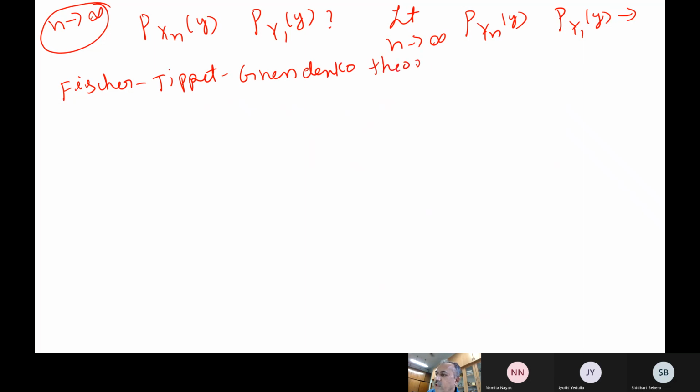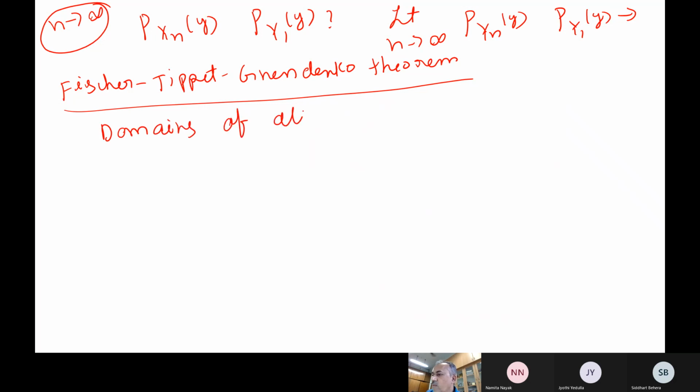So this is a famous theorem. Whatever your parent distribution may be, exponential, quadratic, bounded, or whatever it may be, this theorem says that everything boils down to 3 domains of attraction. All of them come under 3 things. There is a mathematical proof for this.